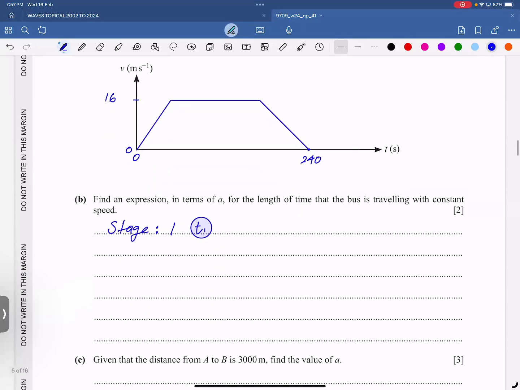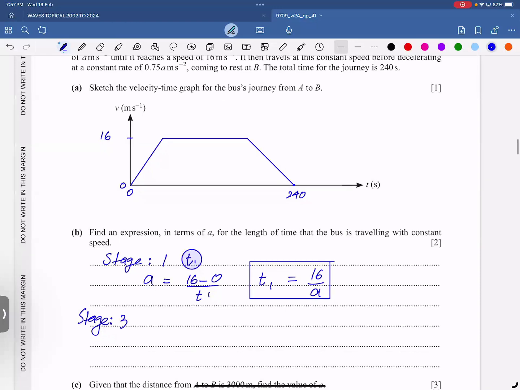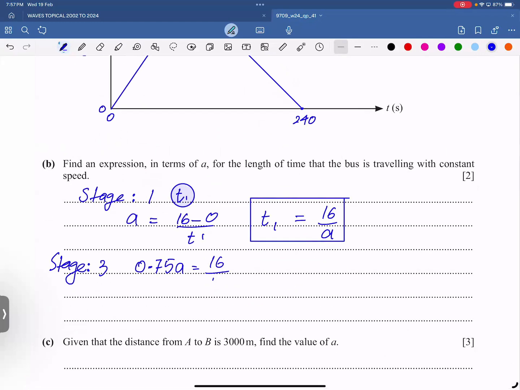So you know that the acceleration is the change in velocity, which is 16 minus 0 over time T1. So it gives you T1 as 16 over A. Okay, now we go for stage 3. Stage 3 also, if I use the gradient method, acceleration in this time is 0.75 A. That is the gradient, and rise is 16, run is T3.